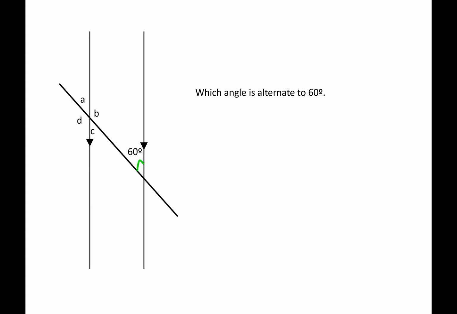Let's try another. Which angle is alternate to 60 degrees? Draw your Z. Angle C is equal to 60 degrees, and angle C is alternate to 60 degrees. We know these angles are equal as they are alternate angles formed by a transversal that crosses parallel lines. Please pause and take down this diagram.